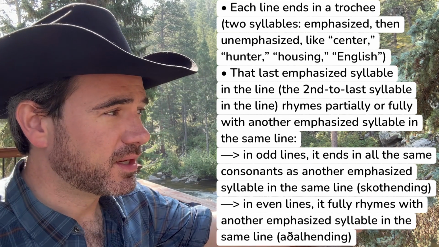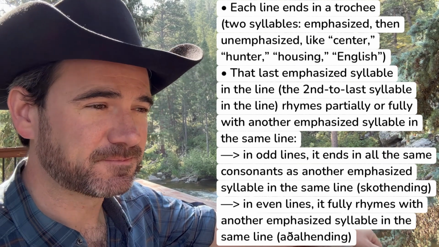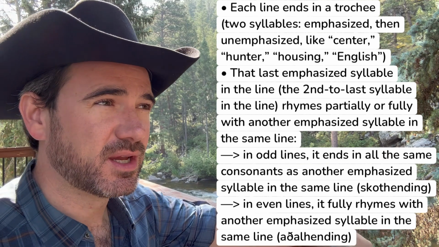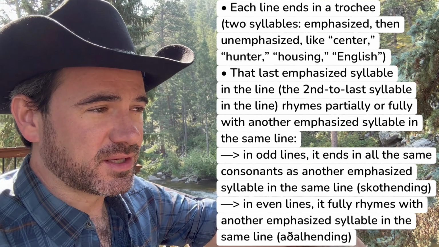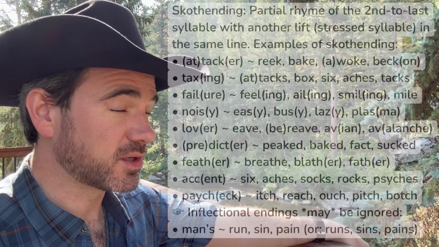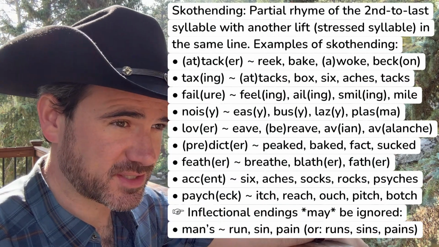Okay, now that last stressed syllable, that second to last syllable from the end of the line, the nail in the plank, to use the Old Norse imagery, in an odd line, in lines 1, 3, 5, 7, has to be in so-called skothending with another stressed syllable in the line, right?